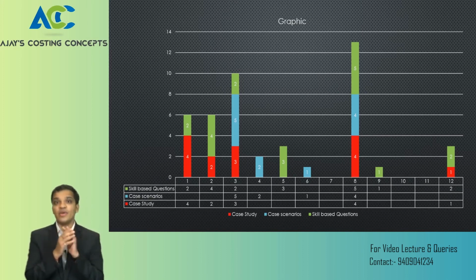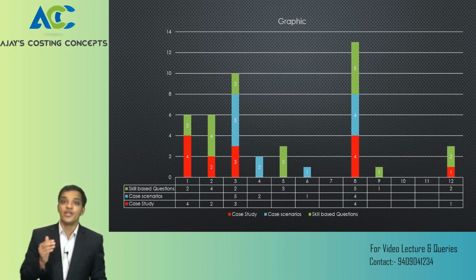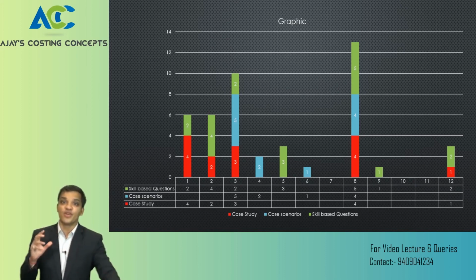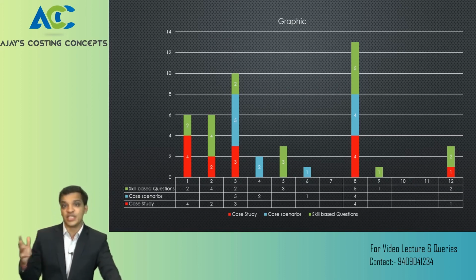As I always say in my lectures, chapters 1, 2, 3 and 4 are very important chapters, and that is what you can see from this graph for chapters 1, 2, 3 and 4. You can see how many questions, what kind of case studies and what kind of case scenarios have come, right?